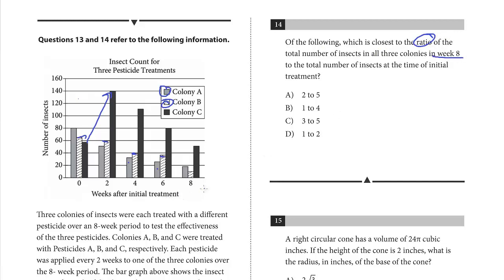So the first part of the ratio, we're just going to estimate based on the bar chart for each one of these. Colony A is really close to 20, so I'm just going to call it 20. Colony B, we're going to call it 10. It's right between 10 and 20. And C is between 40 and 60. We'll call it 50. So that is 80. That's the first part of the ratio.